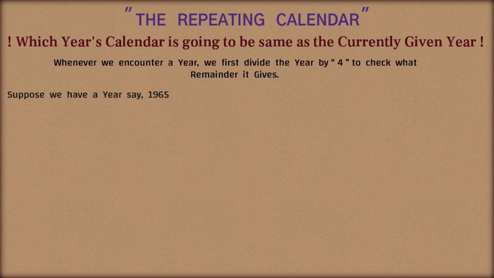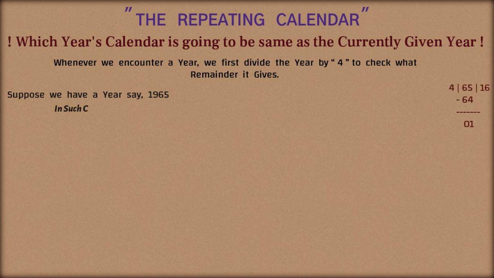In order to check what remainder it gives, we don't need to divide the entire year. Instead, we can get the exact remainder by dividing only the last 2 digits of the given year. Also, this would save us our precious time in calculations. So when we divide the year by 4, that is 65 by 4, we get the remainder as 1.